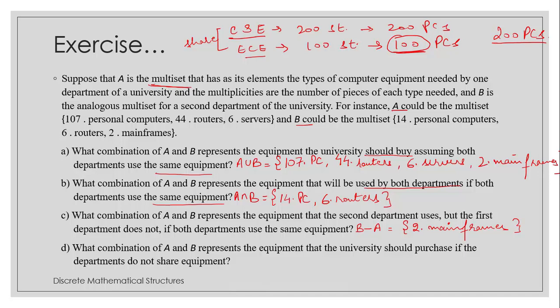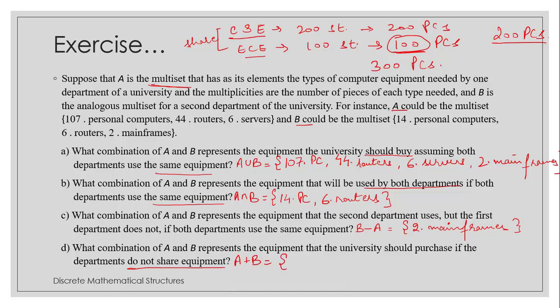Then last question, what combination of A and B represents the equipment that the university should purchase if the departments do not share equipment? In this case, CSE needs 200, ECE needs 100 PCs, but they are not sharing them. So that means the university will have to buy 300 PCs. So here we are talking about the sum of multisets.